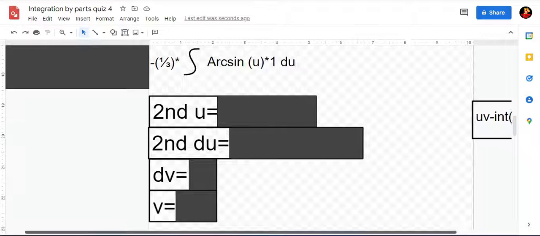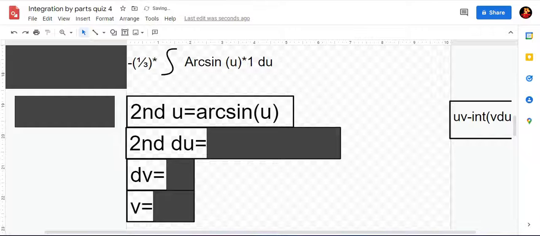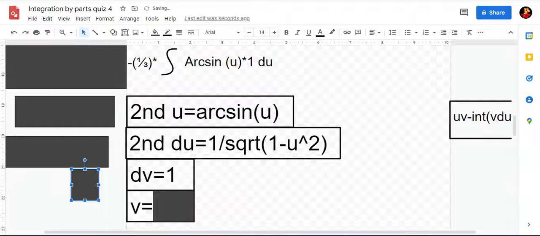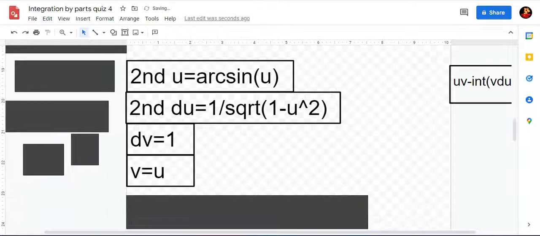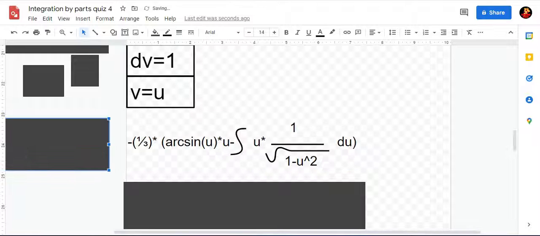We're going to have the first function be arcsine of u, and its derivative will equal 1 over the square root of 1 minus u squared, because if we look on the formula sheet, that's what the derivative of arcsine of u equals. We also add a new variable, v, where dv equals the 1 we put in, and the v of that is basically u. So if we plug both of those in, it will equal an atrocity that looks like this.